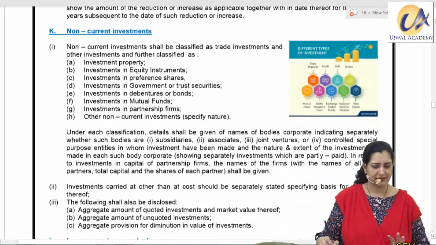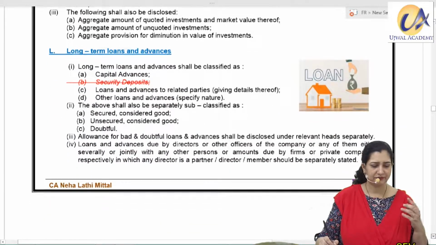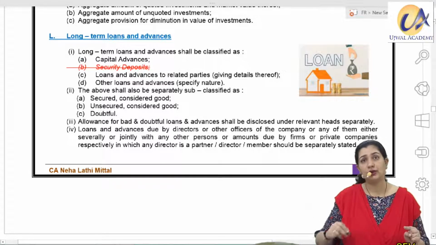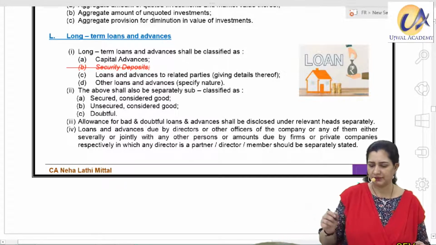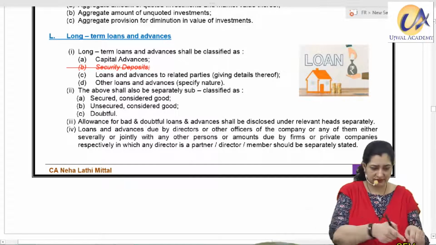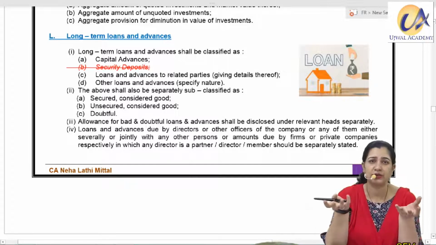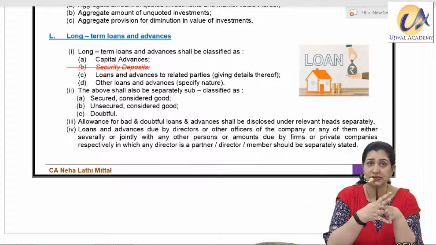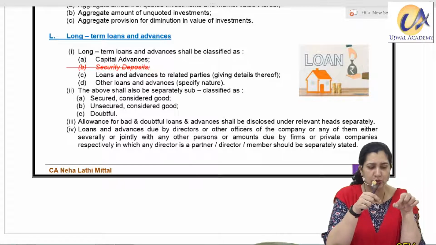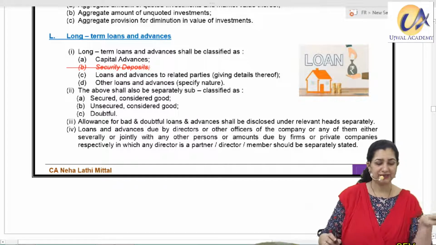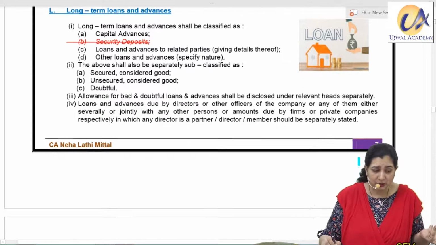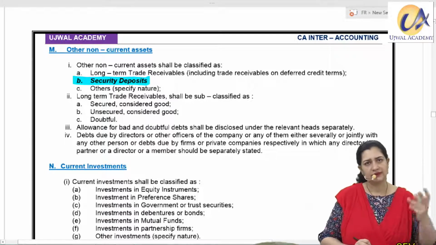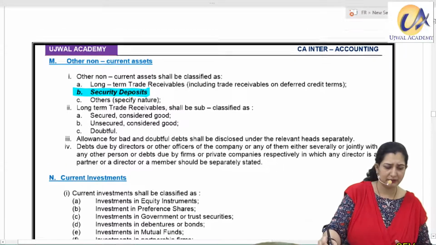Fair enough? Then going further, investments we have no changes. Long-term loans and advances. Earlier, under long-term loans and advances, I used to be showing security deposits given as security, maybe for taking a property on lease or something like that. For business, we might have given some security deposit. We used to show it under long-term loans and advances, but now they have cancelled it. So it is cancelled. And where has it gone now? It has come down under other non-current assets. So we are still showing it under non-current, but we have changed the head.